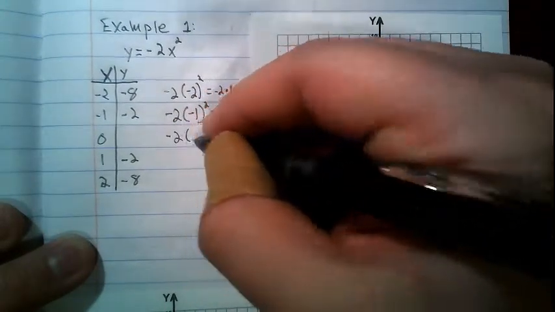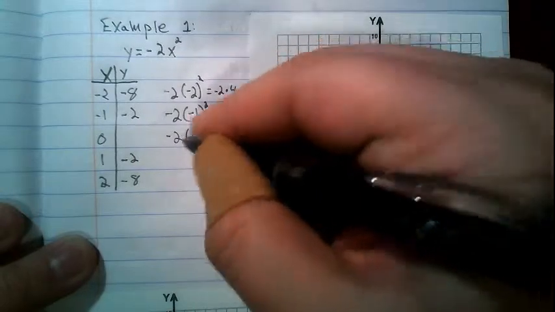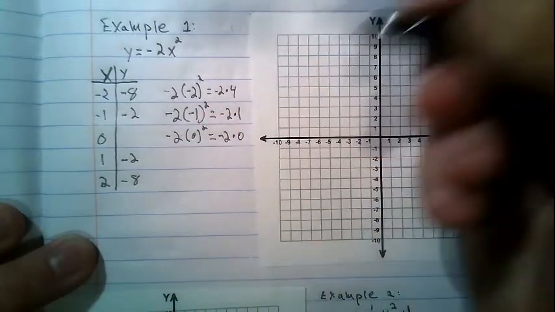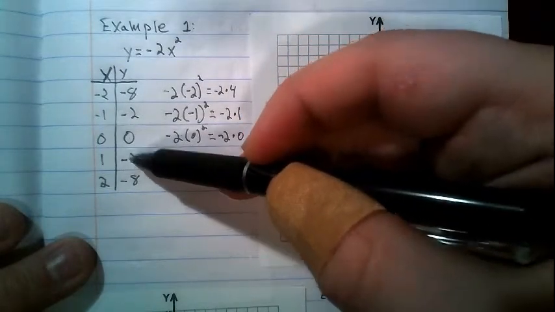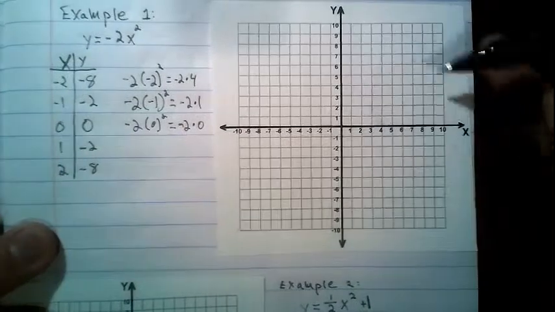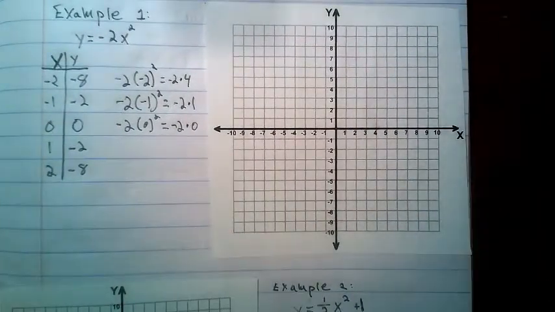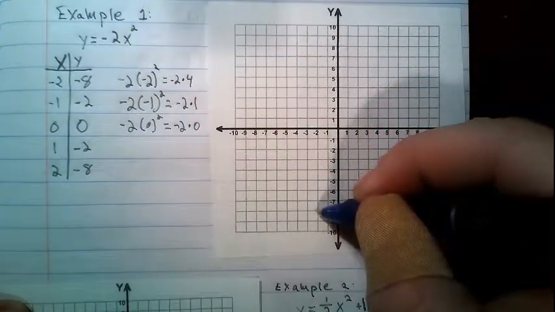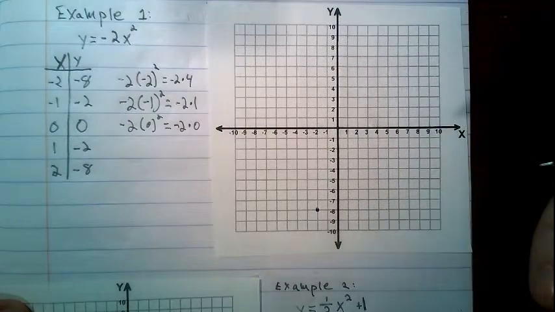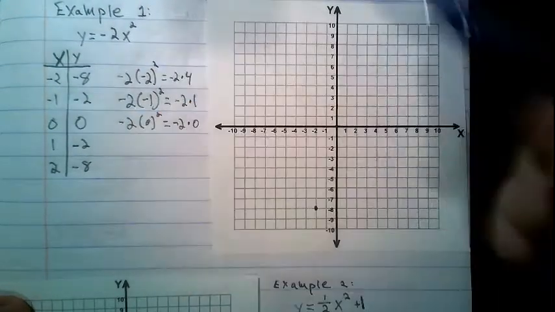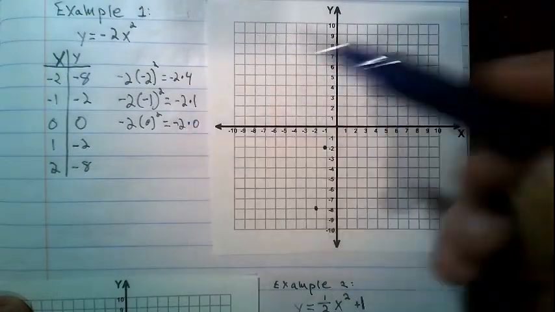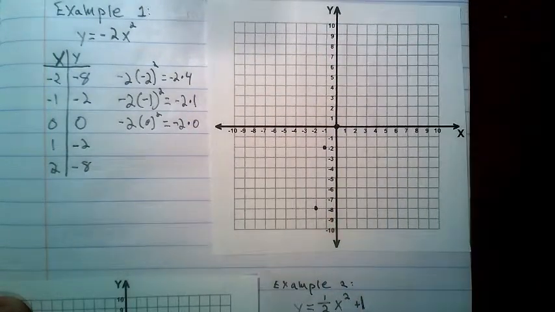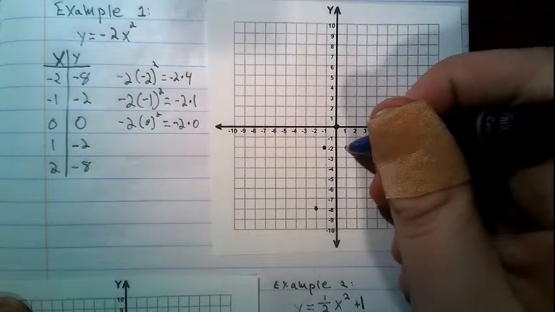And then lastly, 0 times 0 is 0, and negative 2 times 0 is still 0. Alright, so it goes negative 8, negative 2, 0, negative 2, negative 8. And let's see what that one looks like. So the point negative 2, negative 8 is negative 2 matches with negative 8 right there. And then negative 1, negative 2 is here. 0, 0 right there. And then it's symmetrical, right?